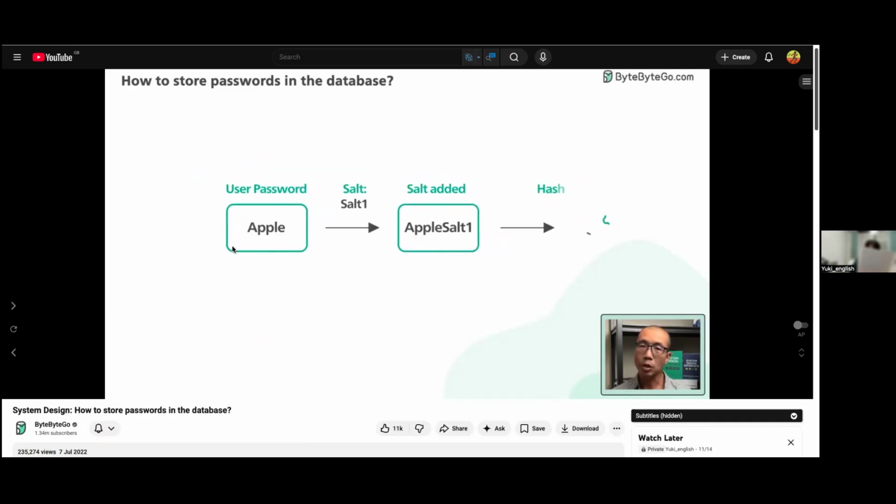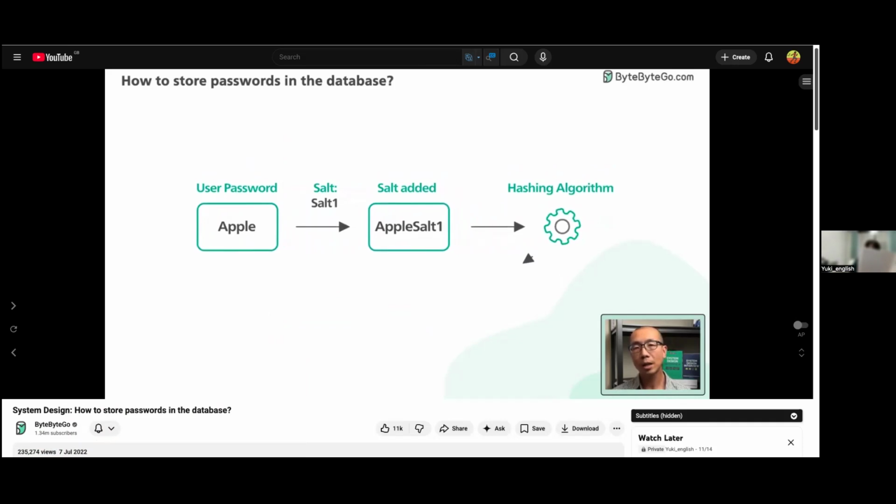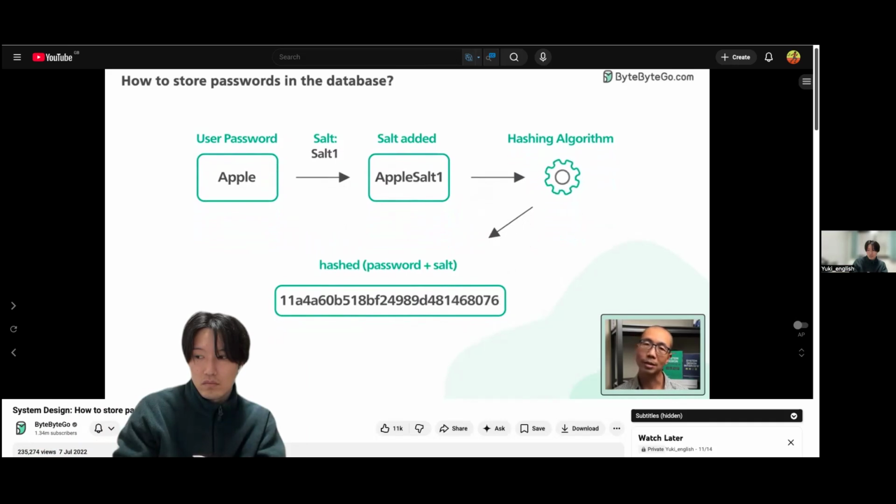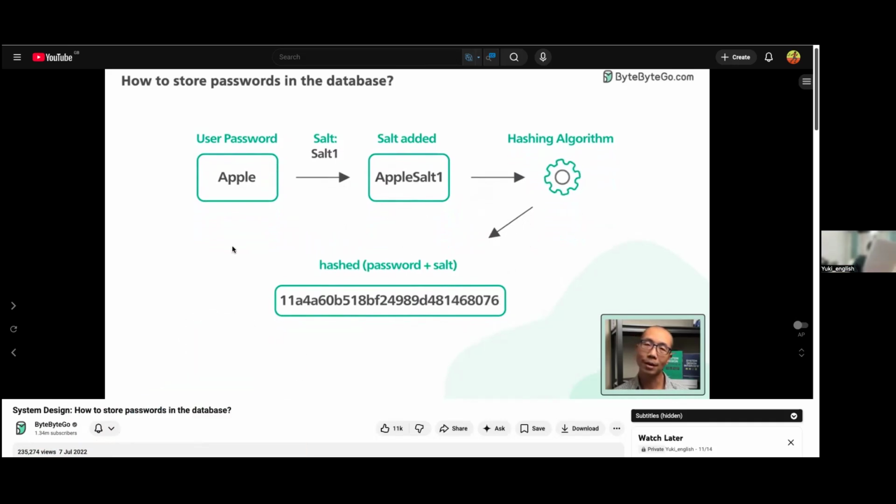A salt is a unique, randomly generated string that is added to each password as a part of the hashing process. They are less secure and should not be used.